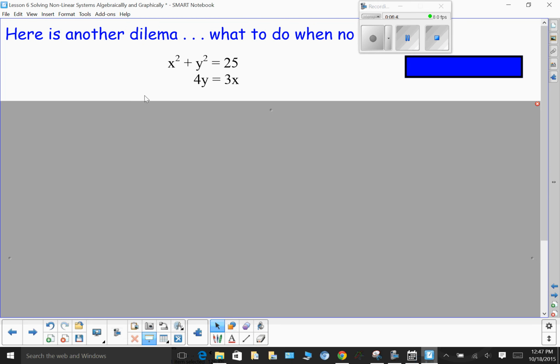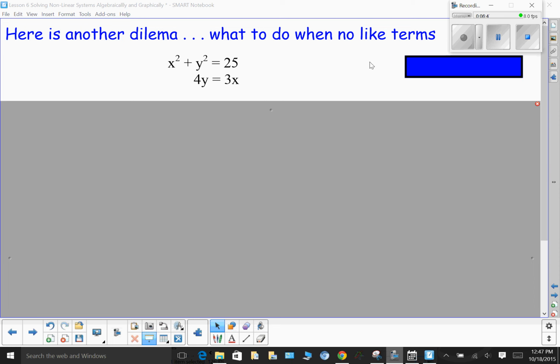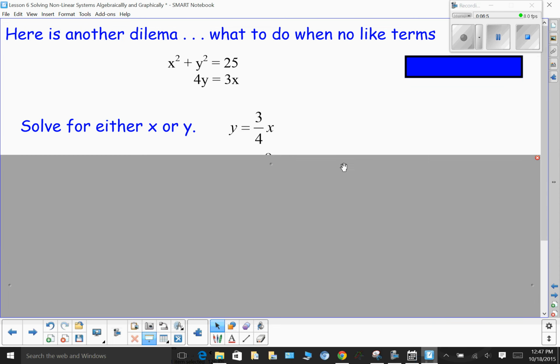Now here's another dilemma. What to do when you don't have any like terms? Well, if you don't have any like terms, solve for either x or y. I've got 4y equals 3x. Y is equal to 3/4 x. I could just as easily have gone the other way.